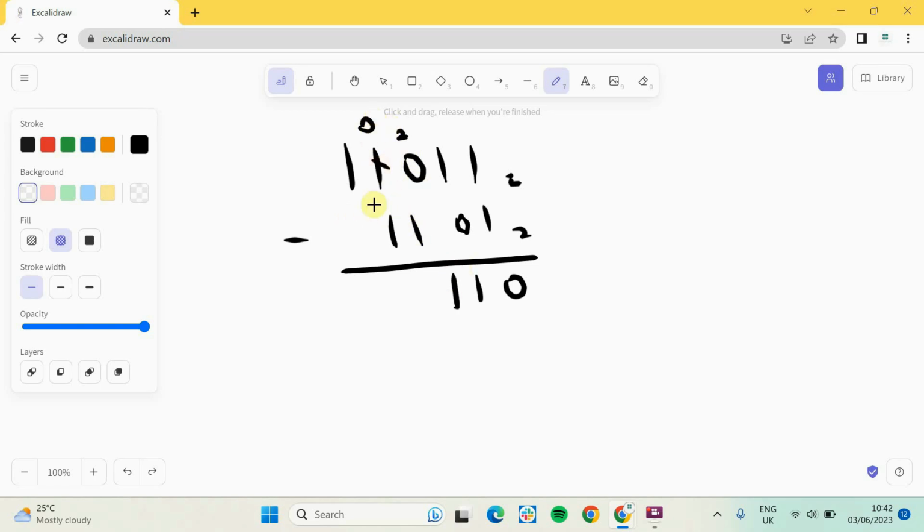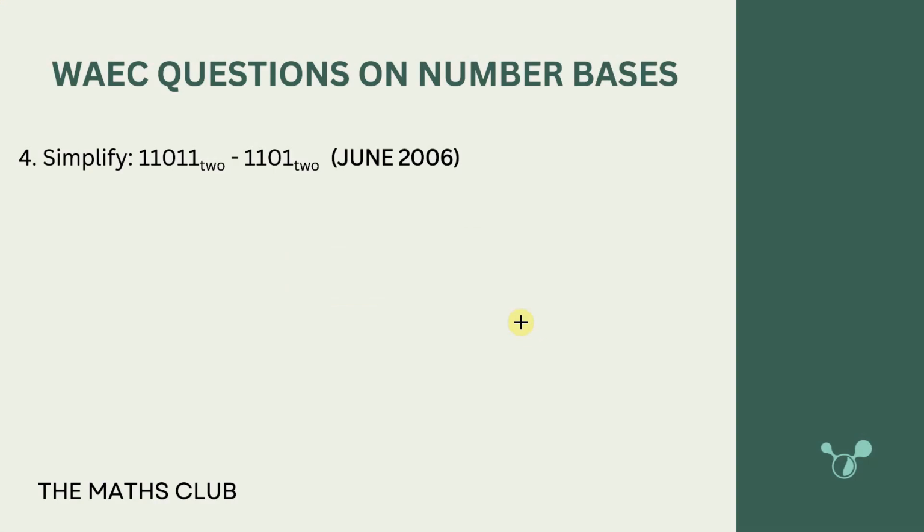This is 0. 0 minus 1 cannot, so I have to borrow from this guy, 0. Then I'll carry over what? The base, which is 2. So 2 minus 1 is 1. So this is our answer. 1110 in base 2. Let's see. 1110 in base 2. That's option C. Great. See how very simple it is?